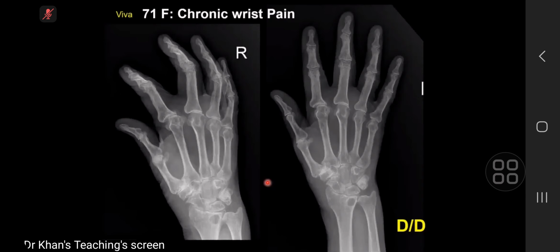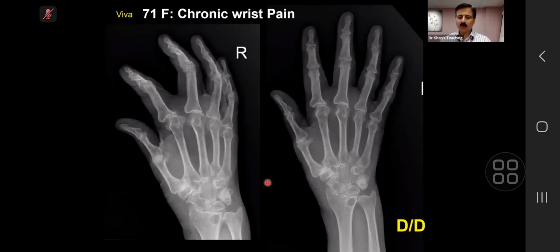The age is the biggest. Age is one. Anything else, radiologically speaking? It is eccentric. It is about the articular surface as well. Anything else?